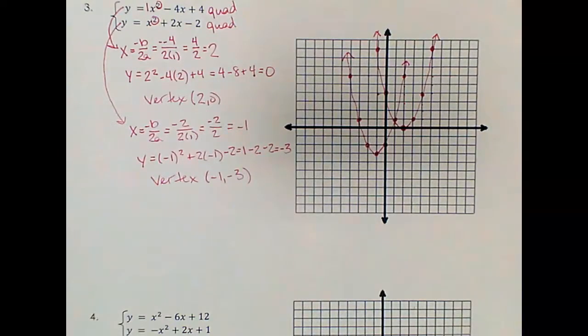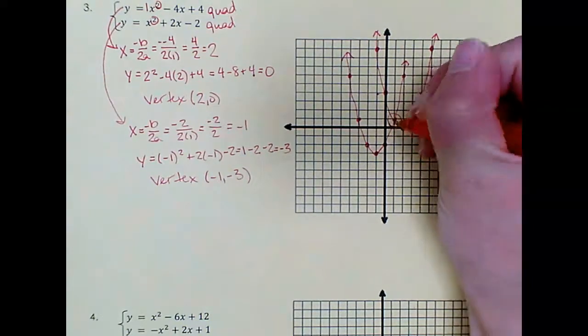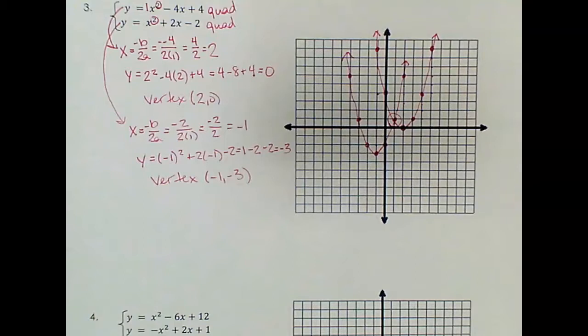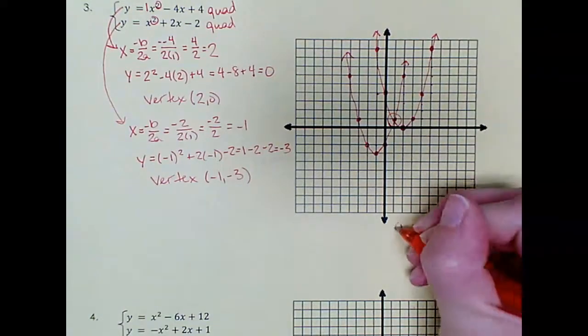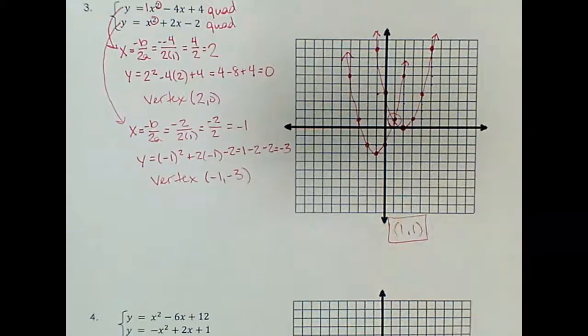I notice that there is a point of intersection. How many points of intersection? Just one. So I only have one solution, and that ordered pair is 1, 1. So that is my solution.